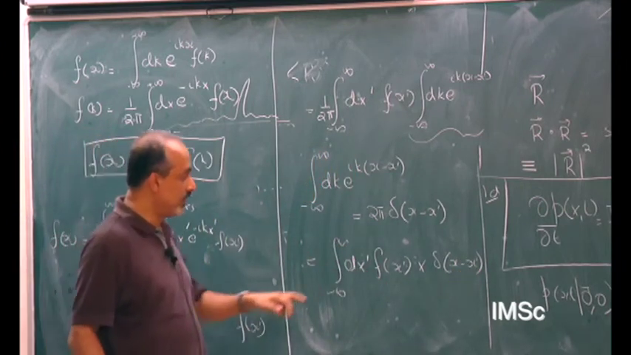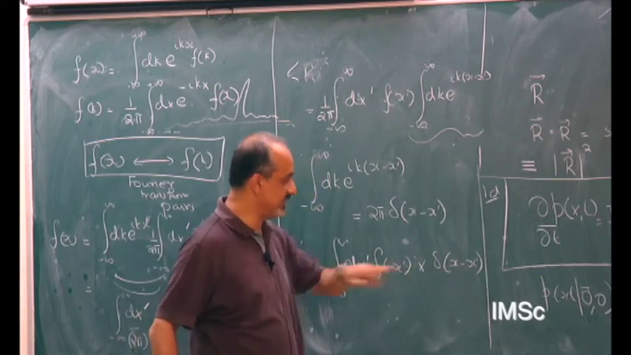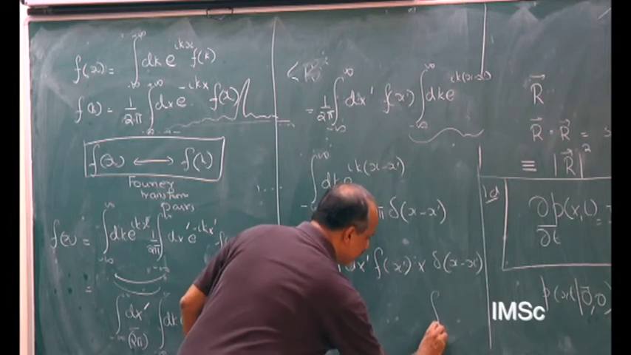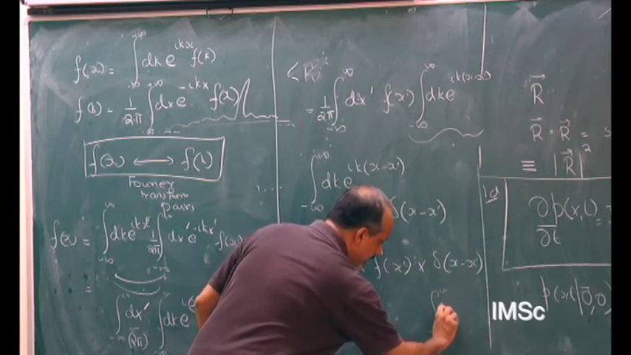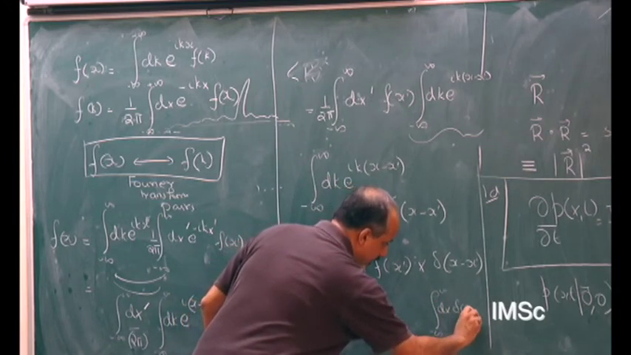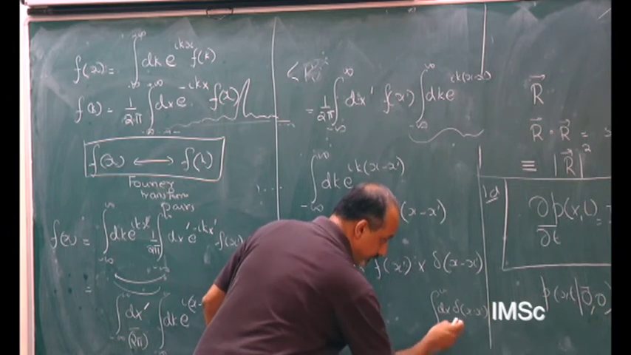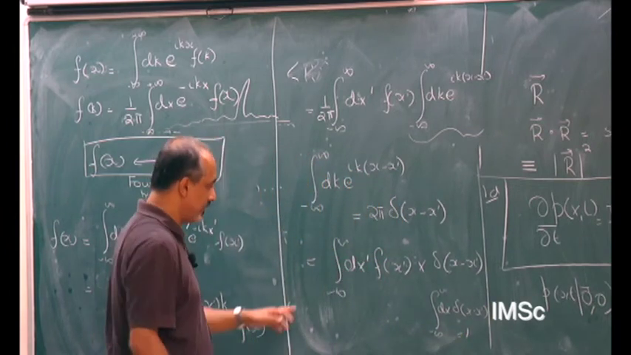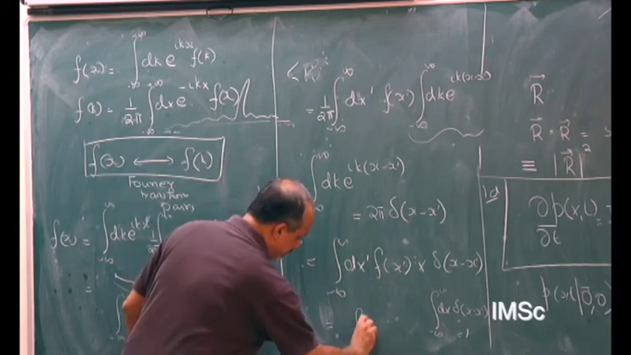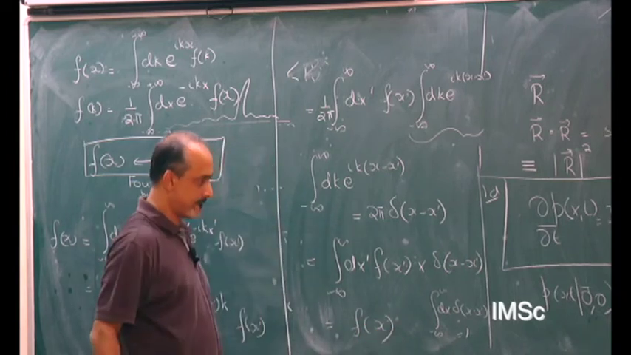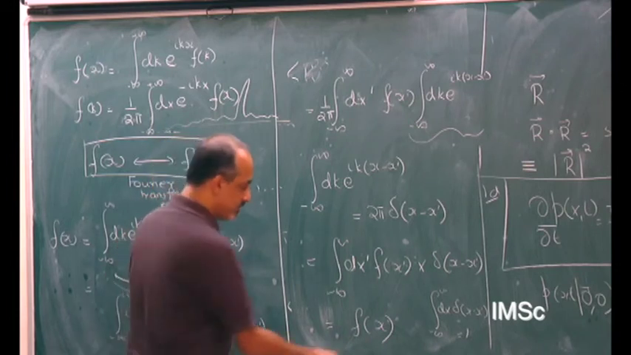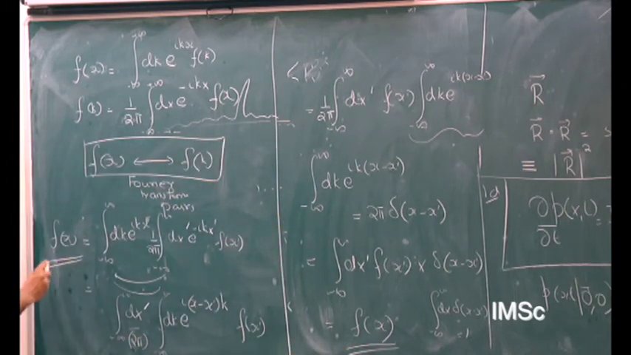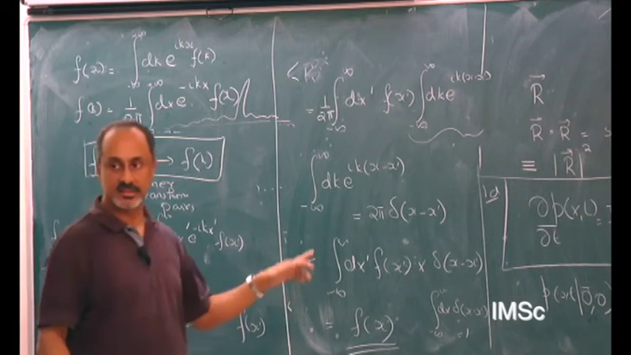So what is the rule? Wherever I have an x prime, I set it equal to x. Then, using the fact that the integral from minus infinity to infinity dx has to be 1, this quantity is just f of x. So f of x equals the f of x that I started out with. So this is a complete and consistent definition.